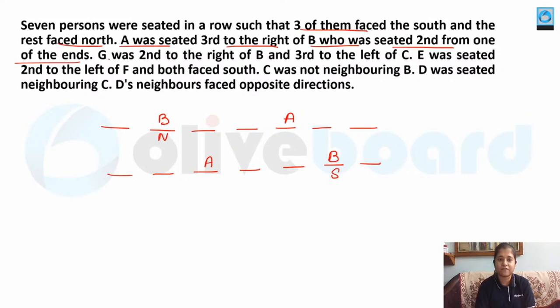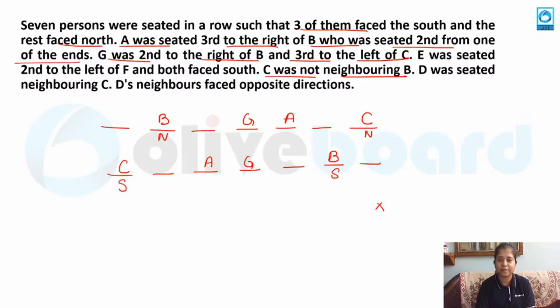Now, we have G was 2nd to the right of B. So, G will be like this and here, right? And 3rd to the left of C. Now, we know that C was not neighboring B, right? So, C cannot be at this position. So, C has to be here in this case and here in this case. And G was 3rd to the left of C, right? So, this C will be facing the north here, right? Because we have to place it on the left. And here, it will become south, okay?